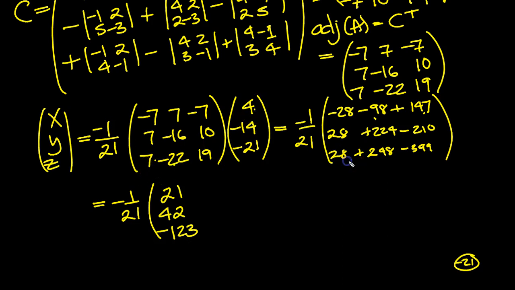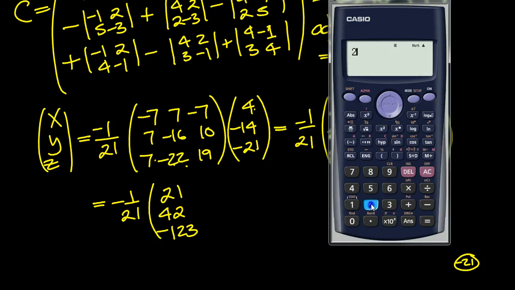7 fours are 28. Minus 22 times minus 14. Let's just tap that out. 22 times 14. 308. There we go. That's different then. So I better work out this number long-windedly, hadn't I? Because I've made a mistake there. 7 fours are 28. So I can put that in. I'm okay with that.